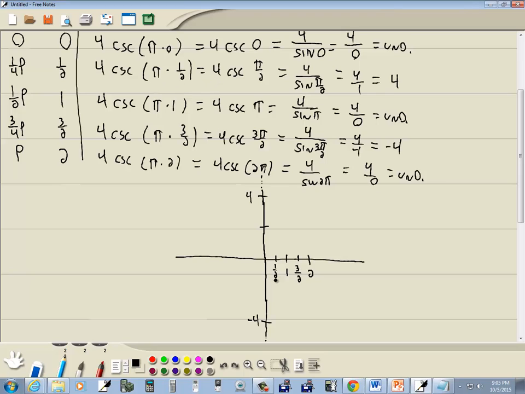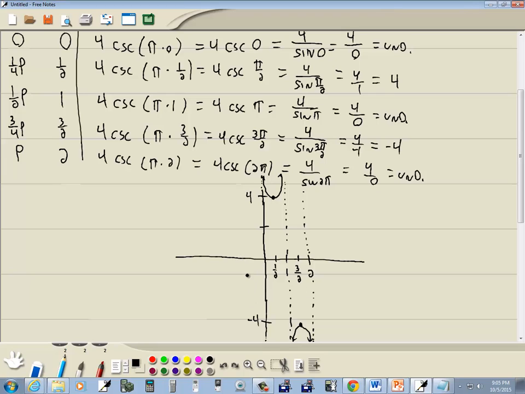My next one, I've got 1/2, 4, which is this point here. And then at 1, it's undefined. And then at 3/2, it's -4, which is right here. And then at 2, it's undefined. Okay, so I know it comes down, touches at this point, and goes back up, because that's the nature of the graph. And same thing down here. It's coming up, touching at this point, and then coming back down forever.